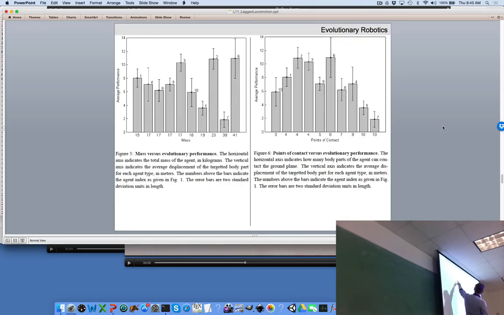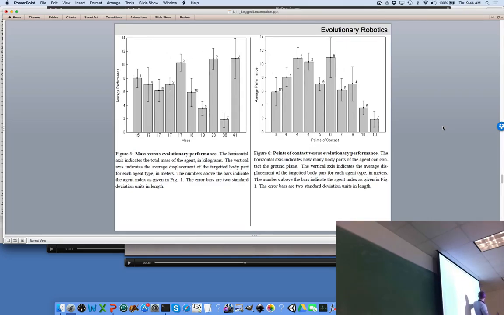And there is a kind of trend here, right? The heavier the robot gets, the worse it tends to do. But there are obvious counterexamples to that trend. So mass is not the only explanation of speed, right? There's some pretty big, heavy animals out there that can move pretty fast. It's not just about mass.